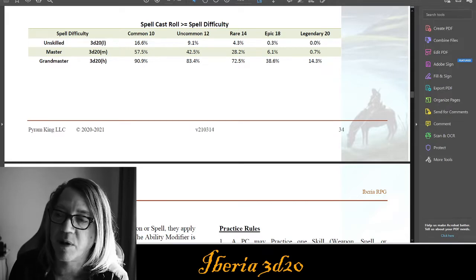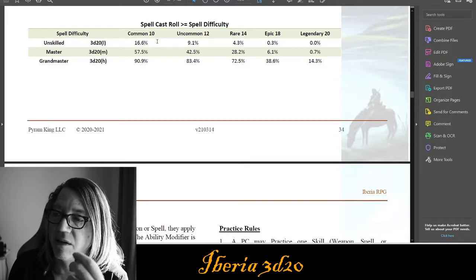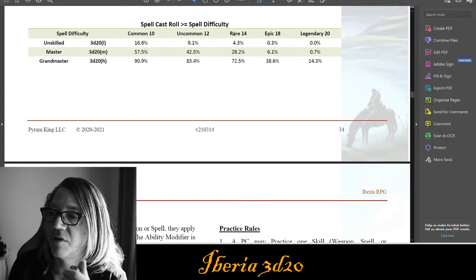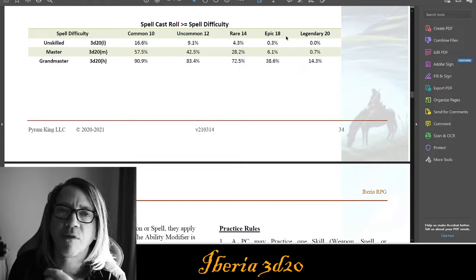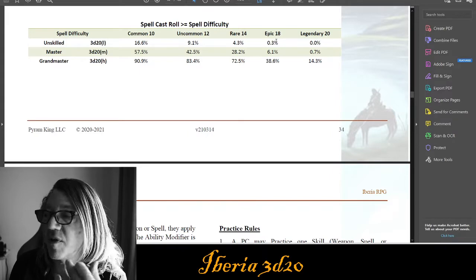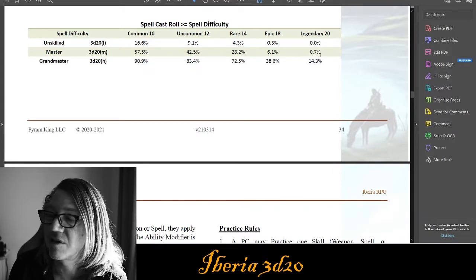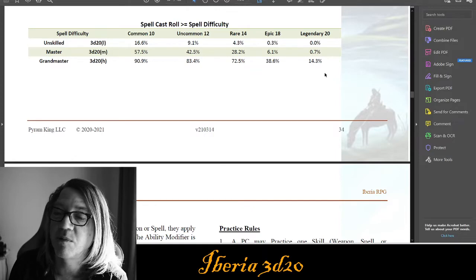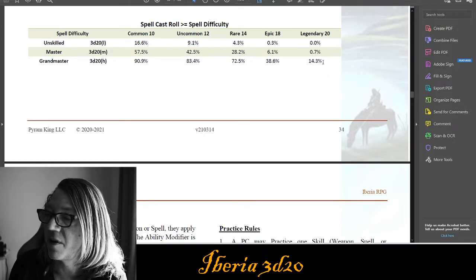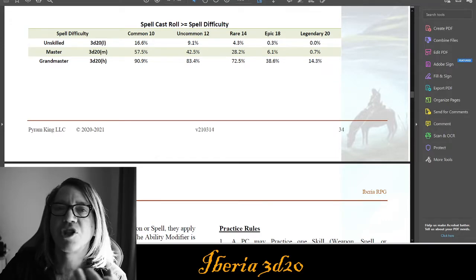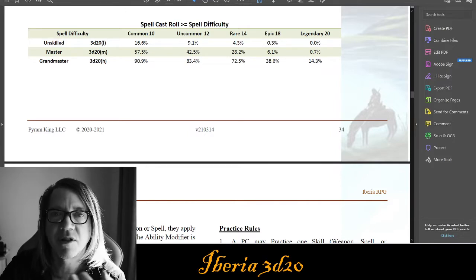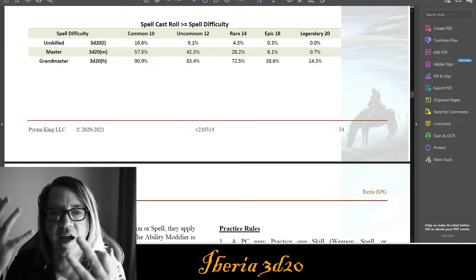So there's a common spell, which you have to beat at 10. You have an uncommon spell, you have to beat a 12 difficulty. Rare is 14. An epic spell, which is really powerful, is 18. And of course, the super rare legendary spells, you have to roll a 20 or higher. So if you find a legendary spell, it's going to be very hard for you to cast unless you become a grandmaster and you apply your ability modifier. It still doesn't have a very good chance of hitting, but a legendary spell is just going to do epic damage.